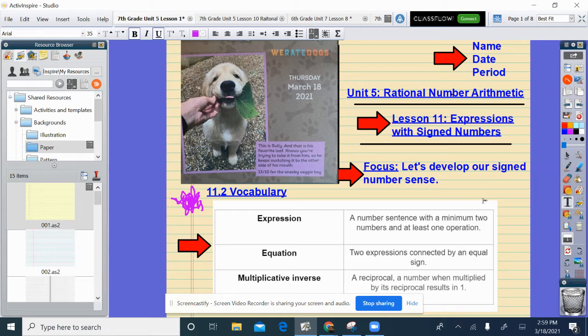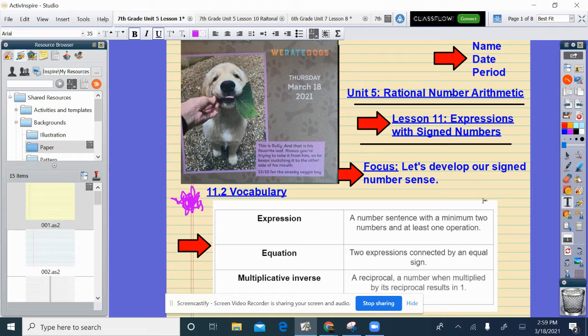Okay, you're back. An expression is a number sentence with a minimum of 2 numbers and at least one operation, and we'll be talking more about that today in depth. And then we have equation, 2 expressions connected by an equal sign. I'll be getting to that a little bit more too. The multiplicative inverse, a reciprocal.